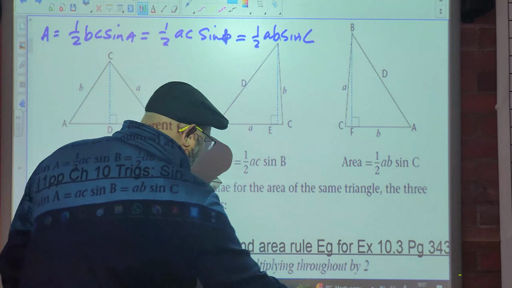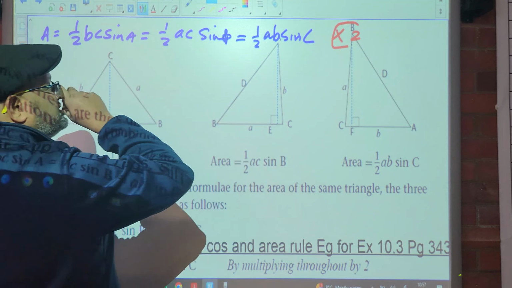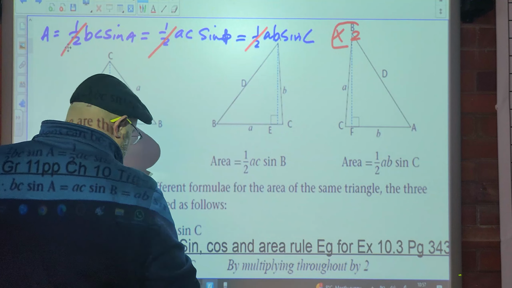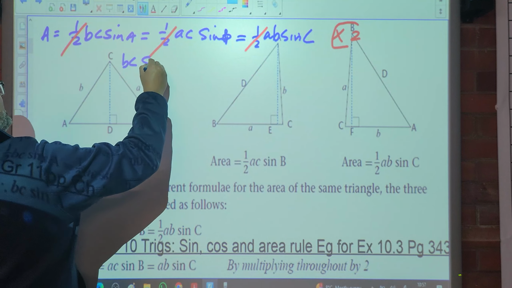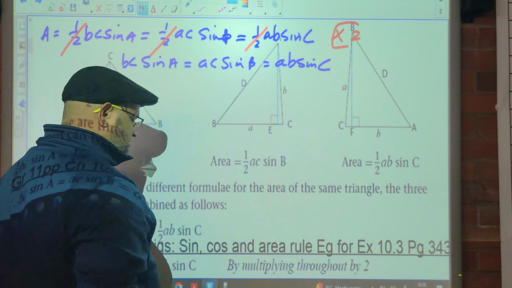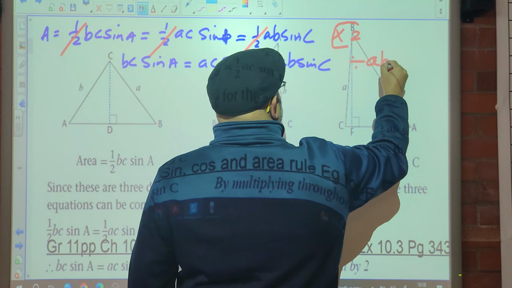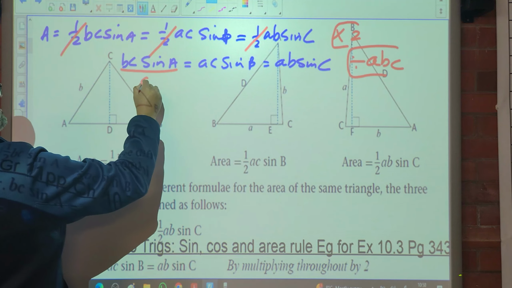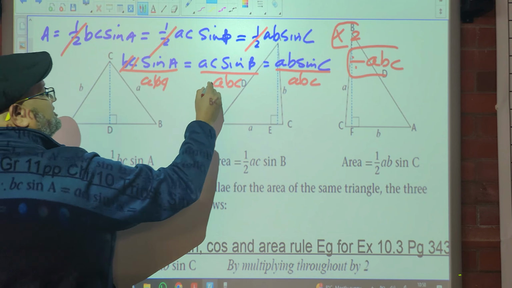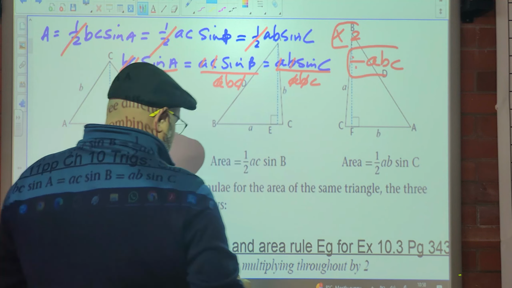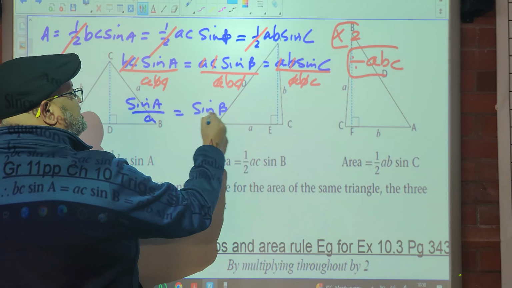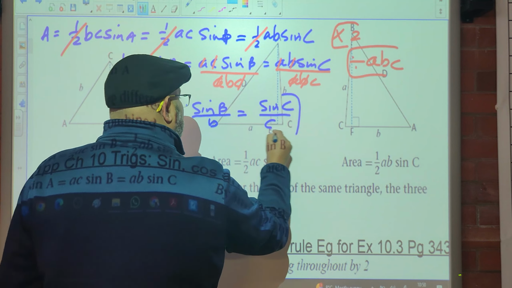So since we are saying it's the same, they are all equal. So what I'm going to do is take this whole story and multiply this by 2. Why do you think I'm multiplying it by 2? Get rid of the fraction. Not so? So all of that falls away. So in other words, we have BC sine A equals AC sine of B equals AB sine of C. So let's see what happens if I divide the whole story by ABC. So I'm going to have this over ABC, that over ABC, that over ABC. What happens? That cancels. What am I left with? Sine of A over A is equal to sine of B over B, which is equal to sine of C over C. And this is now the sine rule.